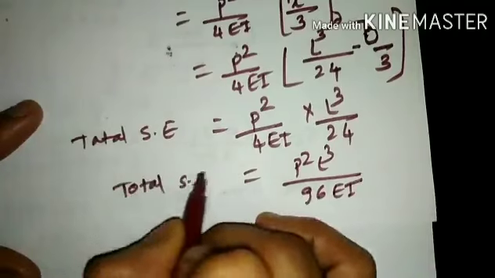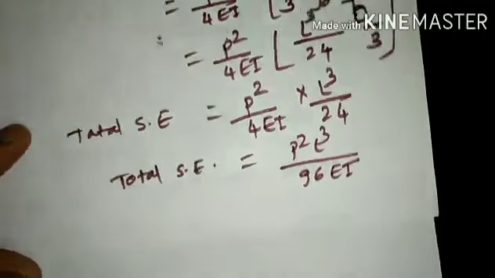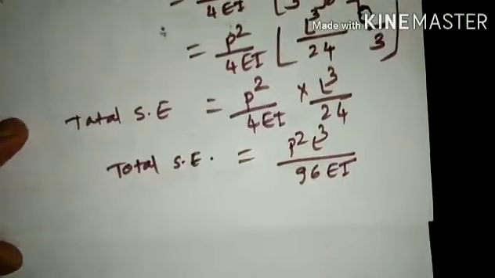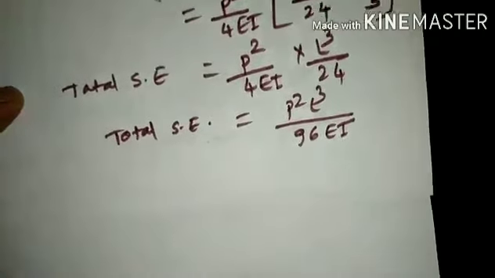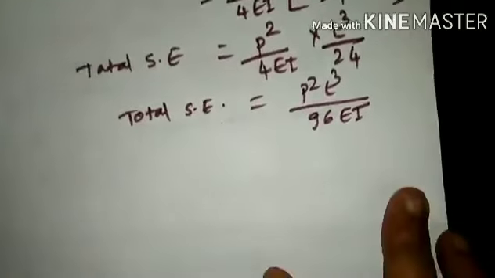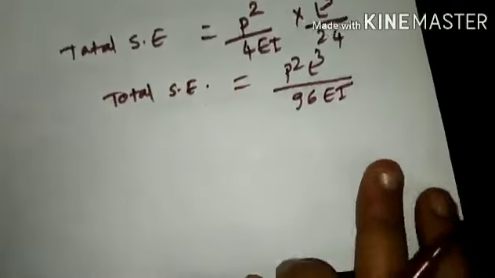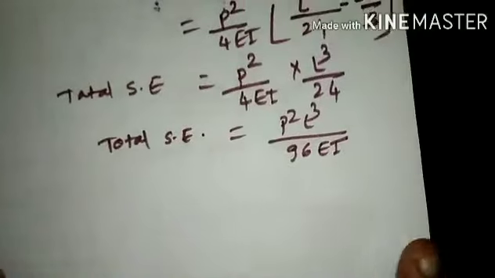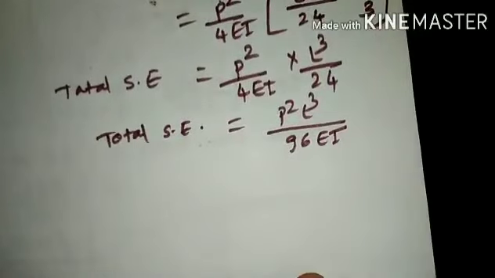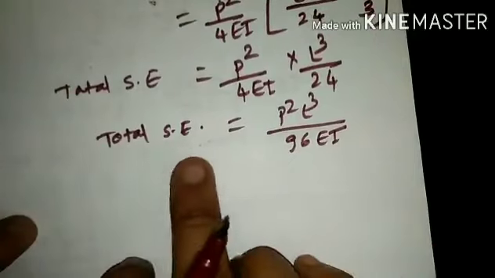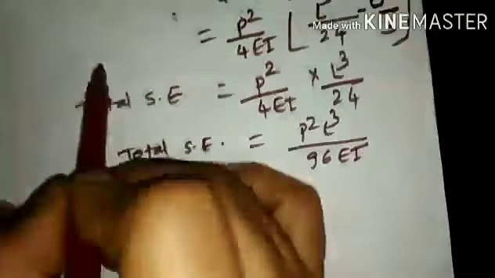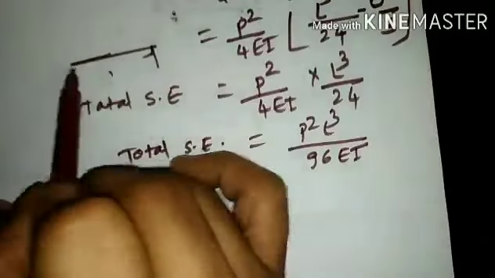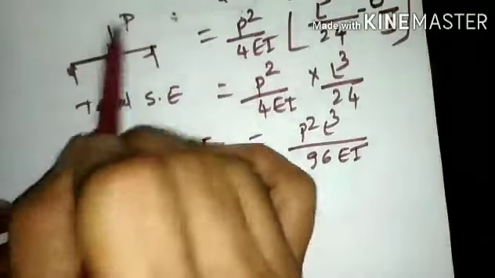The solution does not end here. We are supposed to find the deflection. This is just the total strain energy. It should be equated to the external work done, because to have a balanced proportion, the internal work done should be equal to the external work done. This strain energy has been created because a simply supported beam is subjected to a point load at the center.